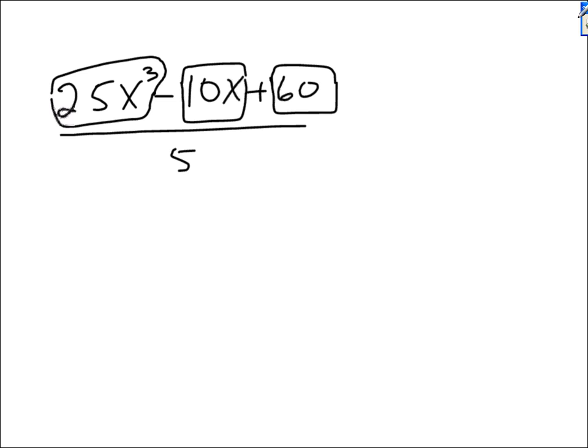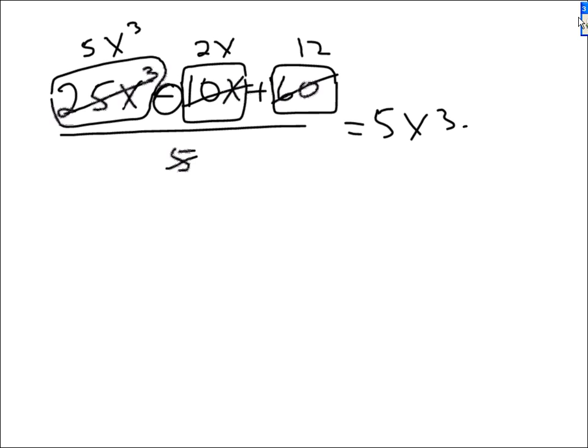They separate the terms. Well, 5 goes into this term 5x cubed times. 5 goes into 25 5 times. 5 goes into 10x 2x times. 5 goes into 60 12 times. And there's your answer. 5x cubed minus 2x plus 12. Plus only because it said it. If it said minus, I would have written minus 12.